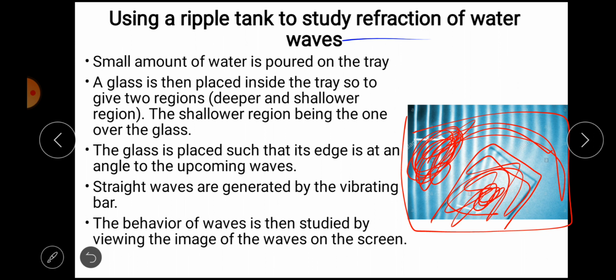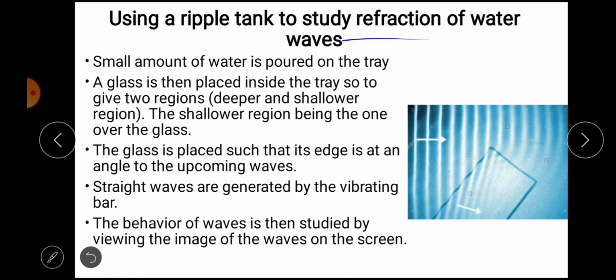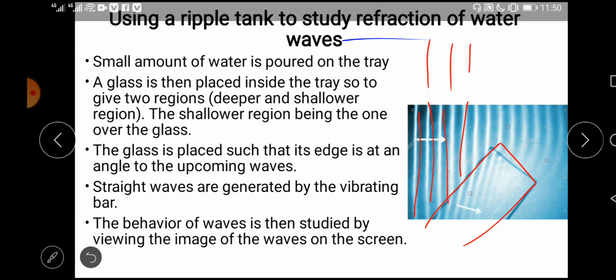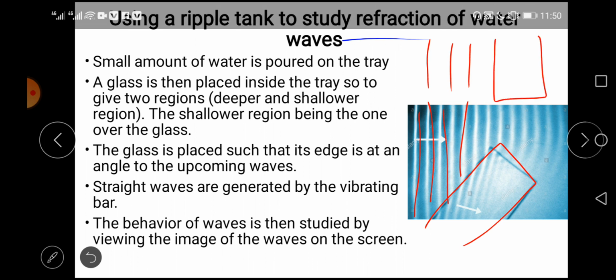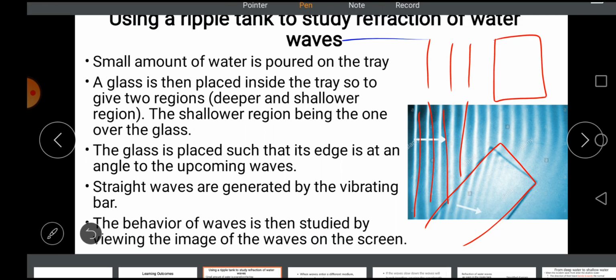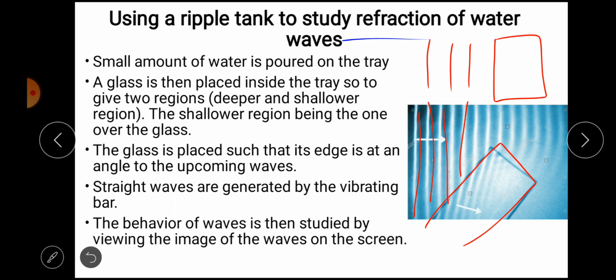So this region is deeper and the region over the glass is shallower. The glass is placed such that its edge is at an angle to the upcoming wave fronts. So let me just remove everything here. So here are the upcoming wave fronts. We put the glass so that it is at an angle to these upcoming wave fronts. As you can see, it is at an angle. Because if we have the upcoming wave front like this, and we put the glass to be like this, the change won't be easy to see, but there is going to be some change in the behavior of the waves over the glass.